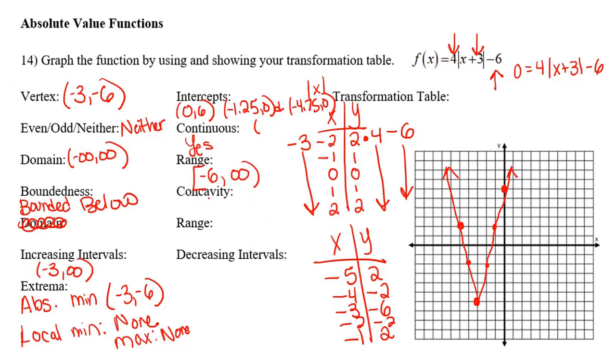My concavity, remember, up like a cup or down like a frown. I am up like a cup because it's pointing up. My range, I don't know why I asked for it again. Silly, silly Marsh. And then decreasing intervals, well, I started decreasing at negative infinity. That's the left of the graph. And then I stopped decreasing at the vertex. The x value, remember it's always the x value, -3.